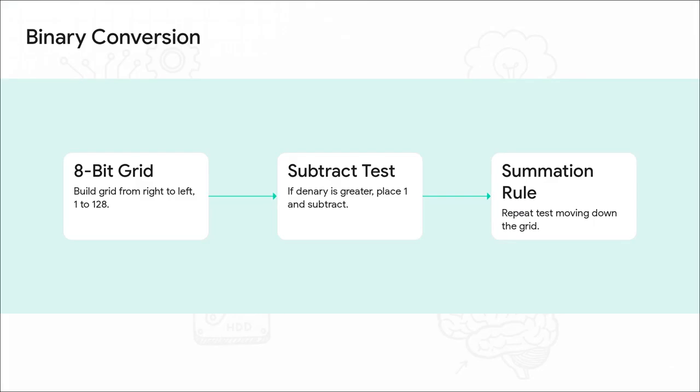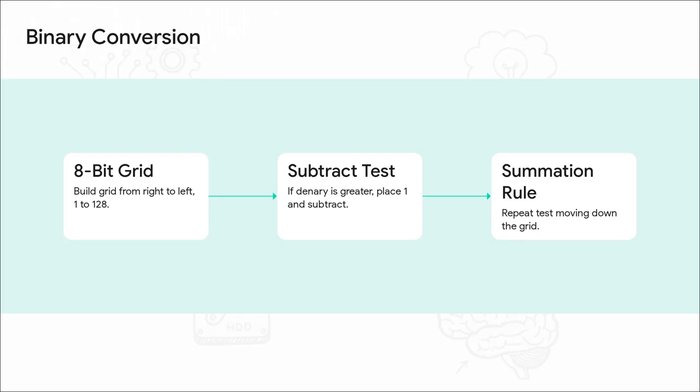Okay, so how do we actually fix this? Step 1, build that 8-bit grid perfectly. You work right to left, 1, 2, 4, doubling all the way up to 128. Step 2 is the subtraction test. Ask yourself, okay, is 155 greater than 128? Yes, it is. So pop a 1 in that column and subtract 128 from 155.